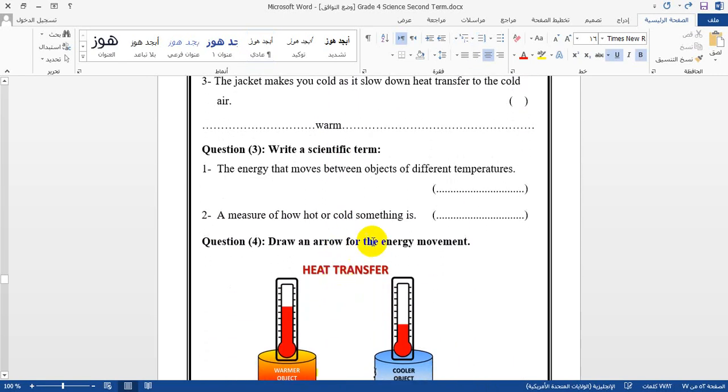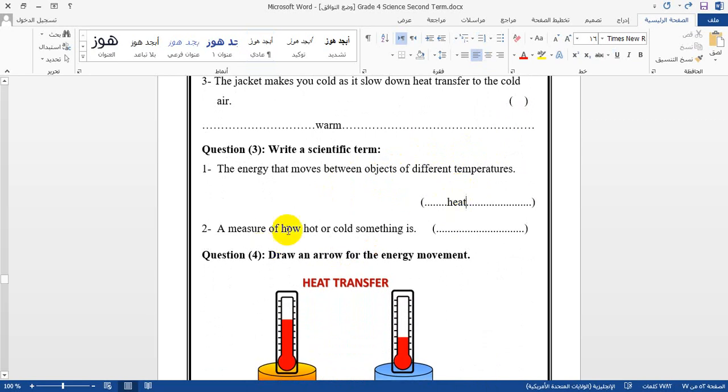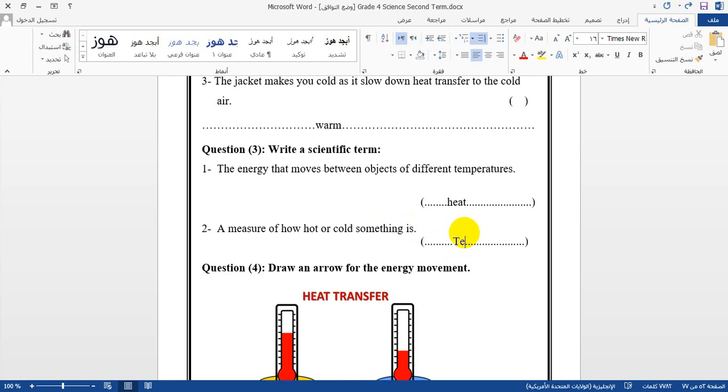The energy that moves between objects of different temperature, what do we call it, guys? This is the definition of what? It's the heat. Heat definition. A measure of how hot or cold something is, what is it, guys? It is the temperature itself. Temperature.